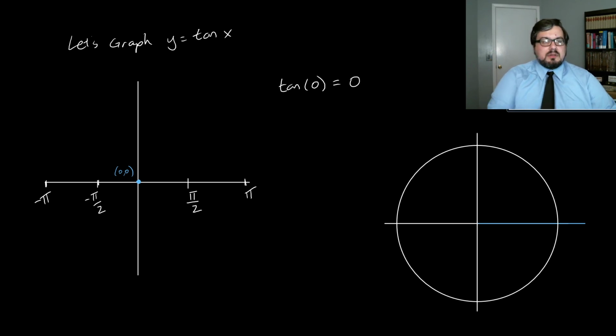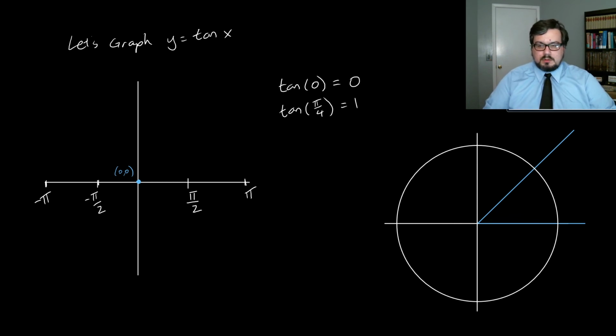Now let's look at what happens as we start moving further up. If you look back at some of the work that we've done already, we can see that tangent of pi over 4 equals 1. So that corresponds to this angle right here, an angle of pi over 4, or 45 degrees.